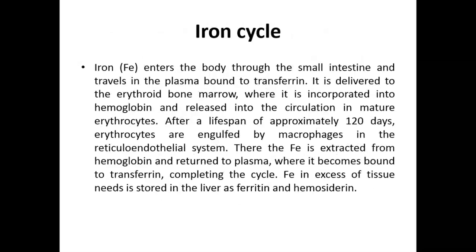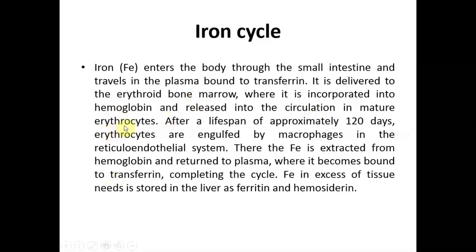So iron in the body runs in a cycle. It enters the body through the small intestine. Then after absorption into the plasma, it will be bound to transferrin, which is a carrier protein. The carrier protein will carry it and deliver it where? To the bone marrow for the production of new red blood cells. It will be incorporated as hemoglobin. Hemoglobin and the red blood cells are released from the bone marrow into the circulation as mature red blood cells.